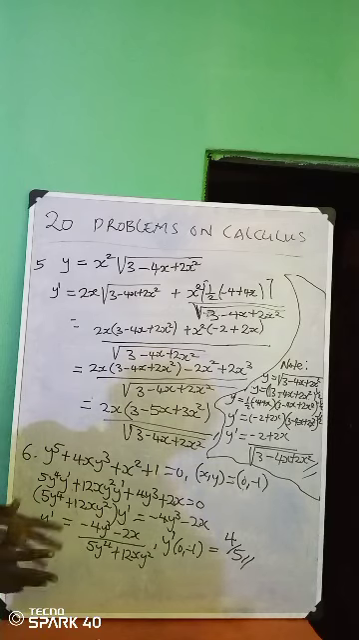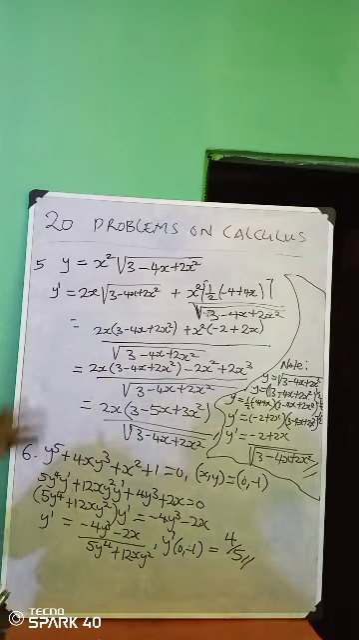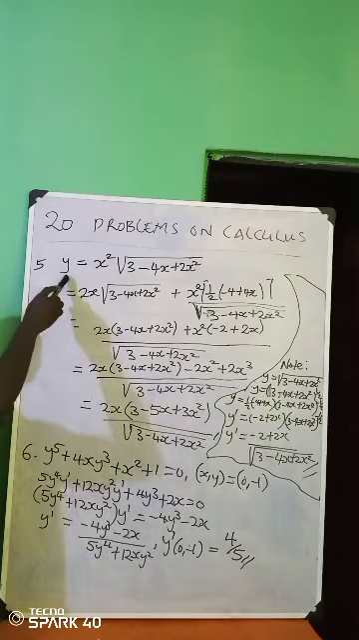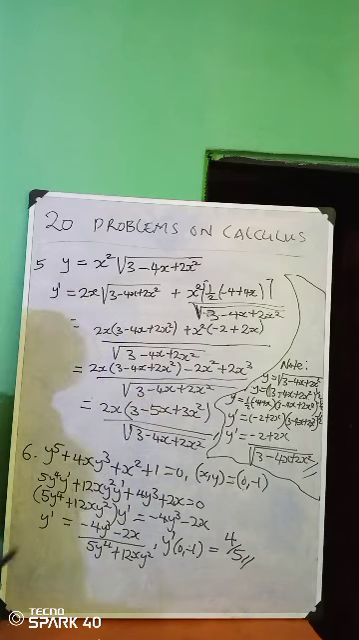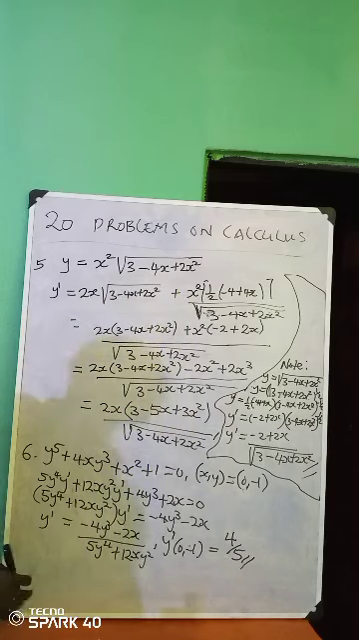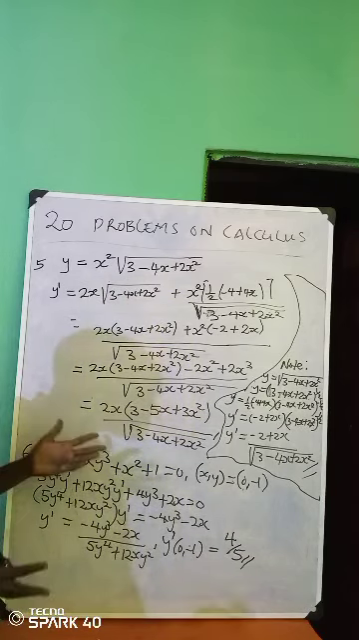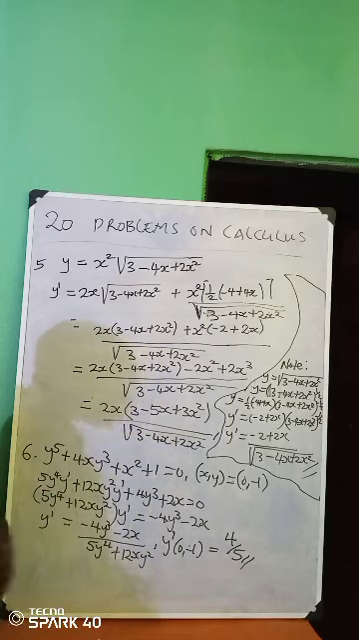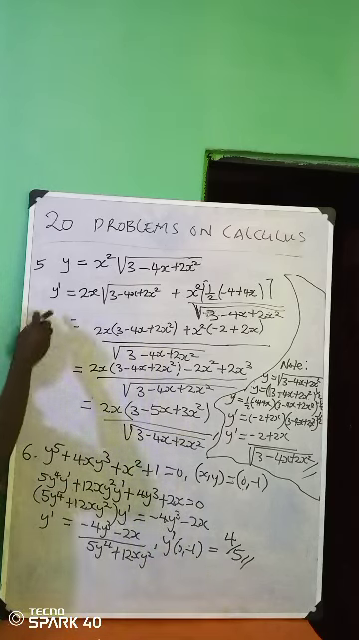Today we are going to continue with our 20 problems on calculus, and this is part 3 of this series. Today we're looking at problem 5 and 6. Now problem 5, we have to solve y if y equals x squared times the square root of 3 minus 4x plus 2x squared. How do we find dy over dx? What is the derivative of this function? Let's watch that.